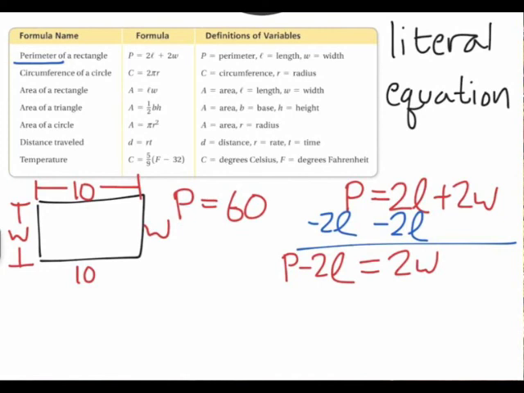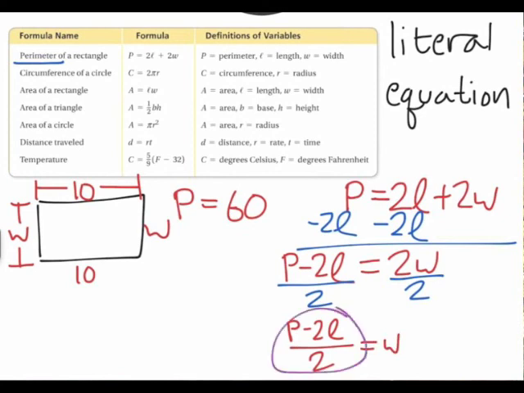Now there's one last step. Divide both sides of the equation by 2. So we find that P minus 2L divided by 2 equals W. And again, just like in the last example, you don't need to break that fraction in 2 if you don't want to, all right? So here is our literal equation.